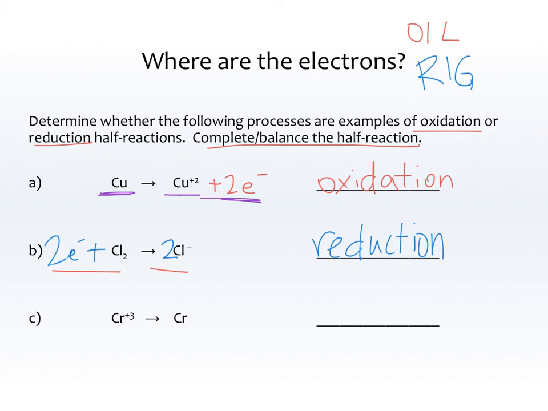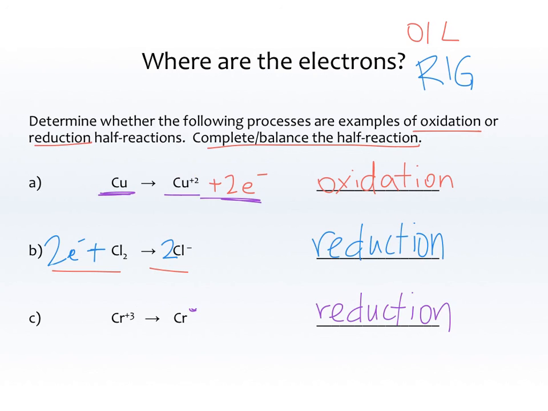Okay, last one is Cr plus 3 to Cr. The Cr on the right-hand side is elemental chromium at 0, so we're going from plus 3 to 0. From plus 3 to 0, that's going down. That is reduction. Reduction is gain of electrons, loss in charge.